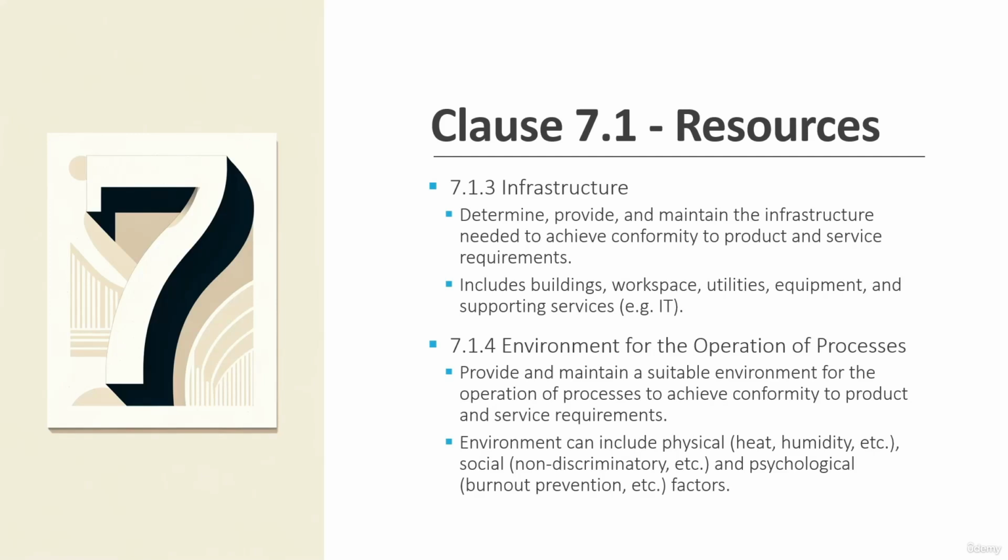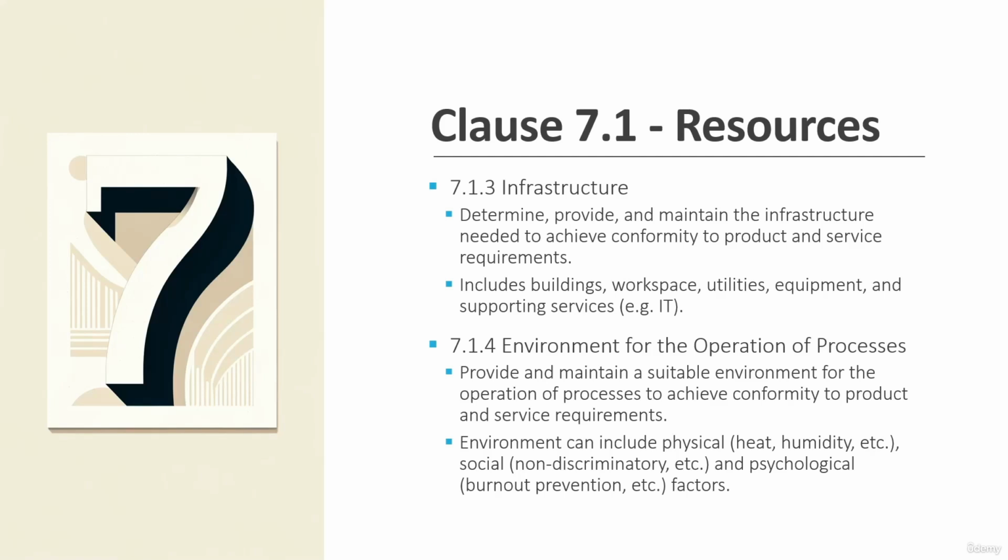Coming to the next part of 7.1 resources, the next resource is infrastructure. So in addition to people, we need infrastructure as well. Infrastructure such as the building, the machinery, the workspace, the utilities such as water, power, electricity, and equipment to do the job, and supporting service such as IT. So you need all that infrastructure to do the job, and leadership is expected to provide that.